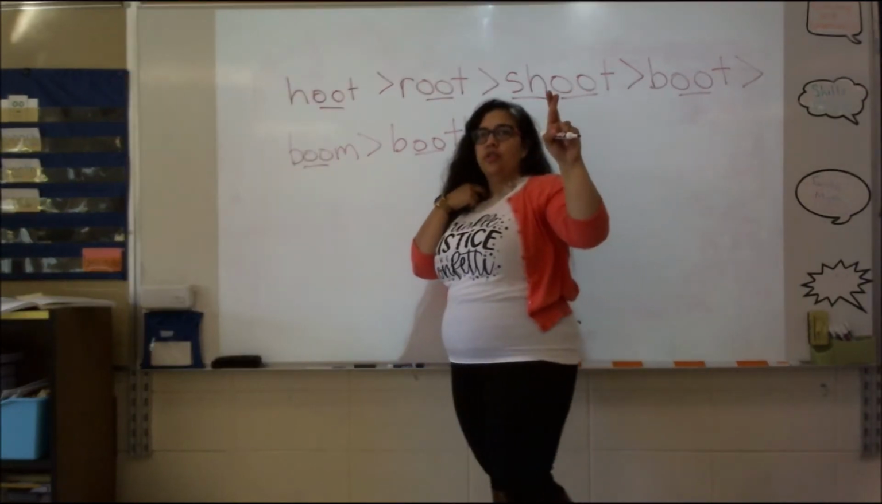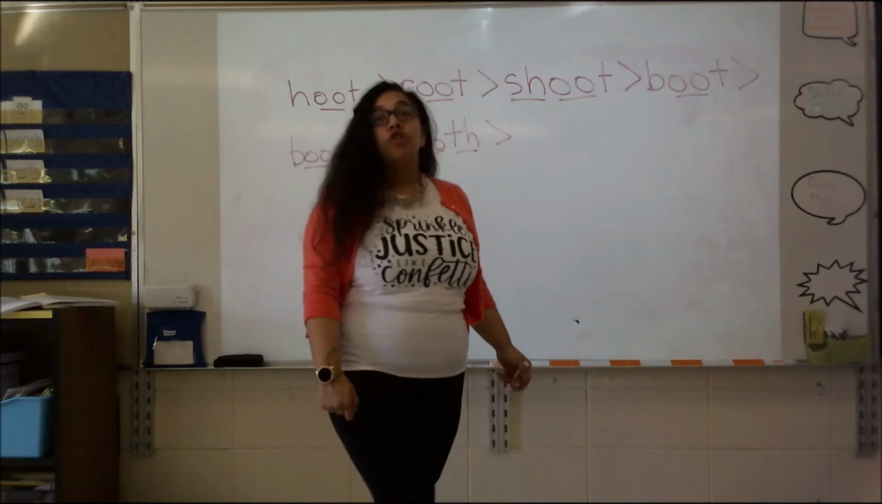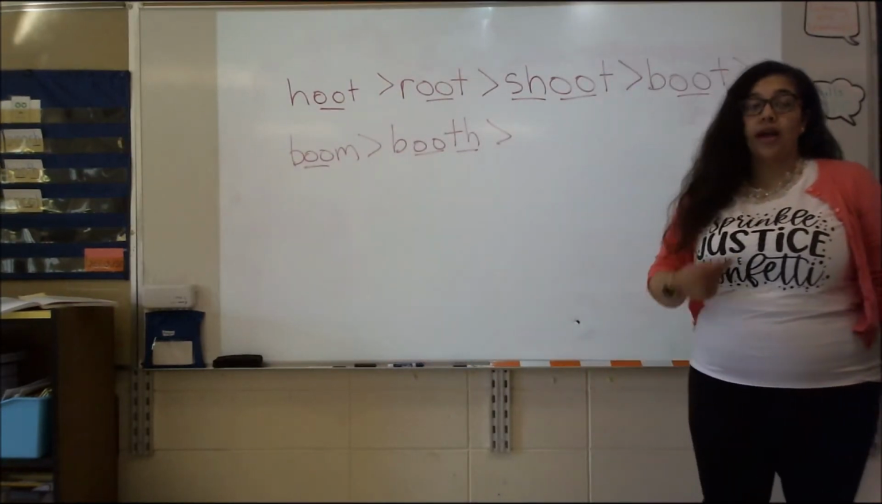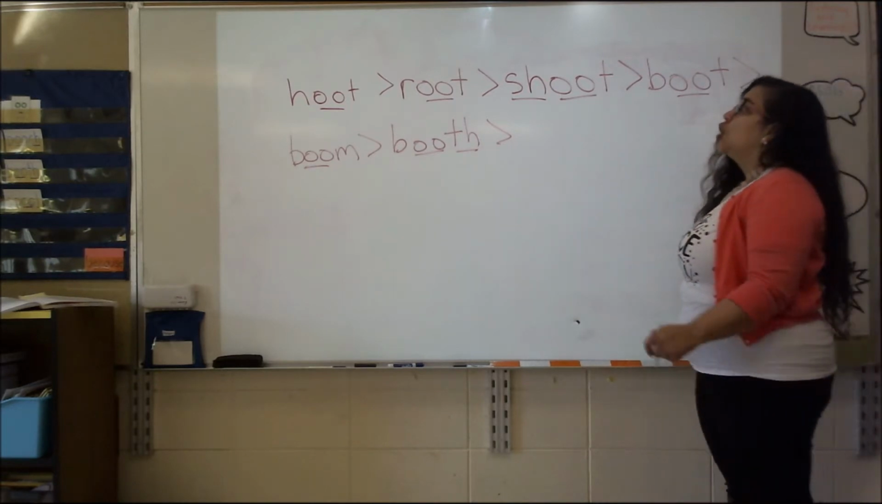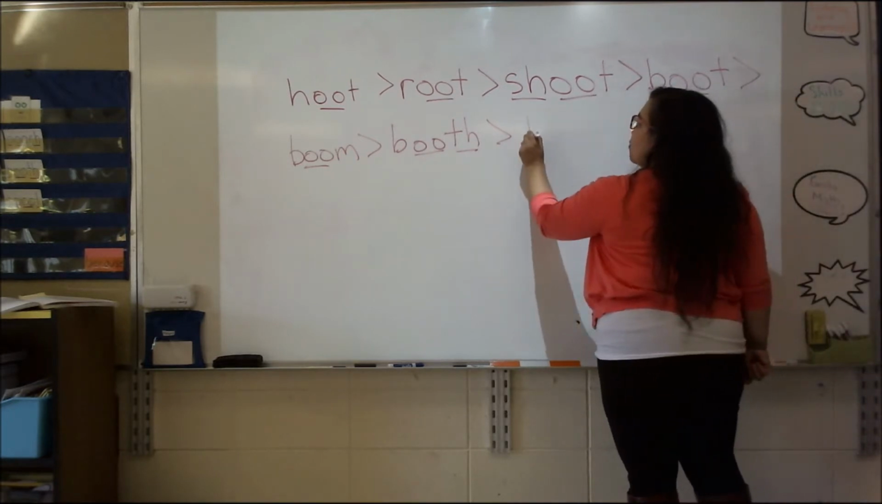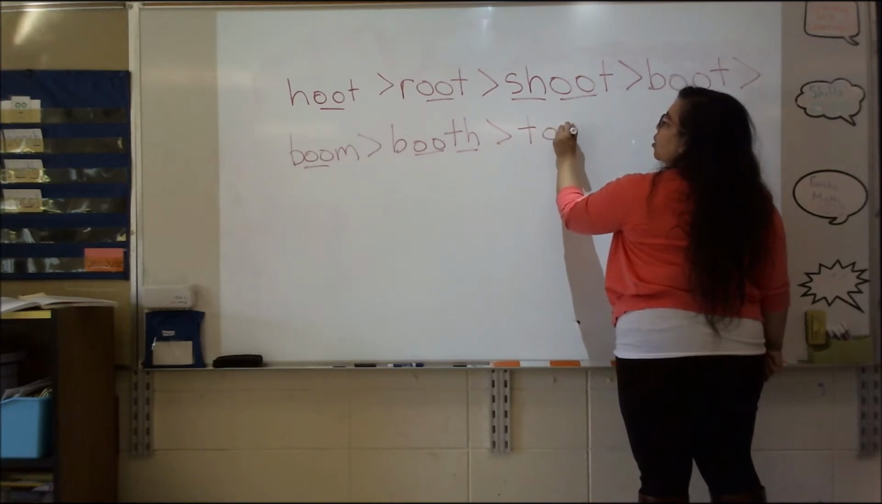So two letters, one sound. Booth to tooth. I lost a tooth. Well, I didn't. I hope I didn't. I already got all my baby teeth out. But you might have lost a tooth. What did we change? From booth, the beginning sound. We went from b to t. So t. Ooh.